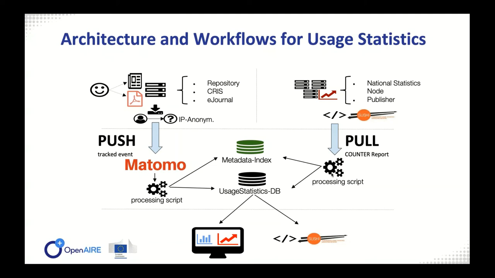So the usage events that are stored in Matomo are retrieved at a later stage in the OpenAIRE usage statistics database, where they are processed using the COUNTER Code of Practice, which is now in release 4. Using this code of practice, we remove double clicks, and we associate item information with our metadata index, so we will be able to handle deduplication and, for instance, extract the usage statistics for the same item on different repositories.